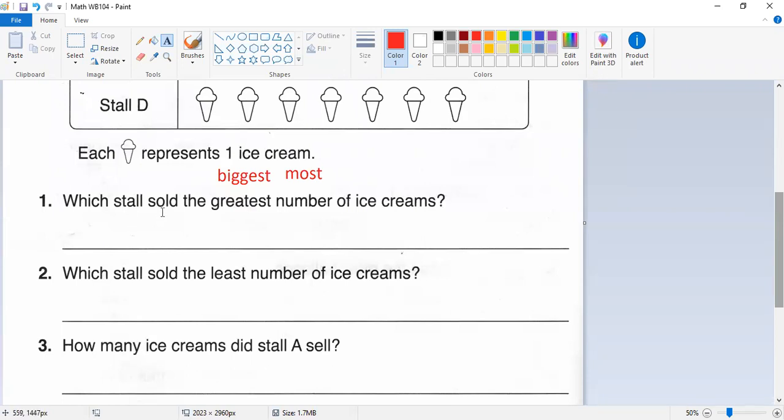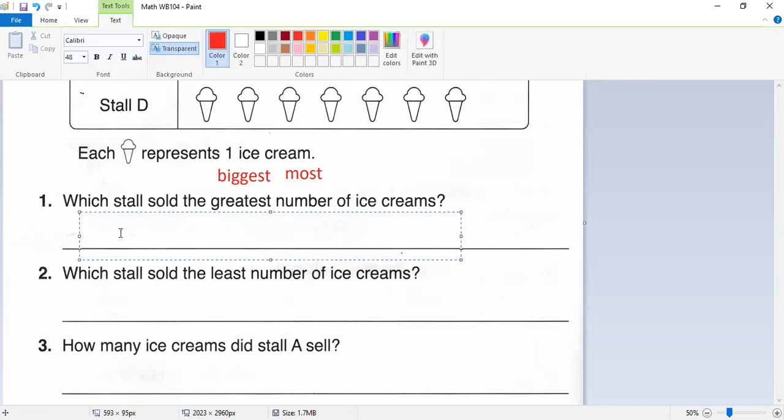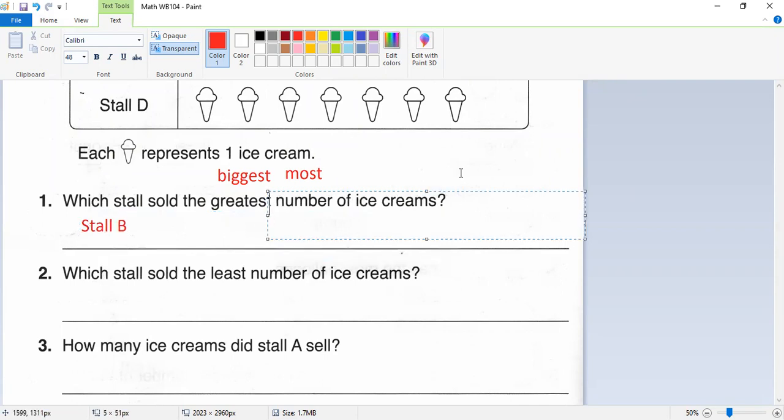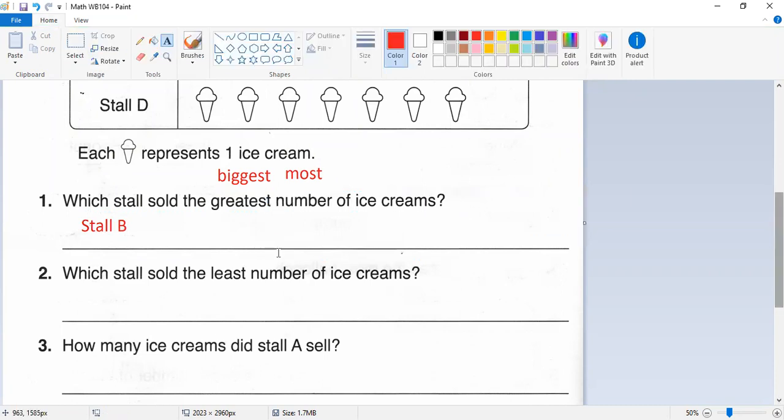Which store sold the most or the greatest number of ice creams? Stall B. So the answer to number 1 is stall B.